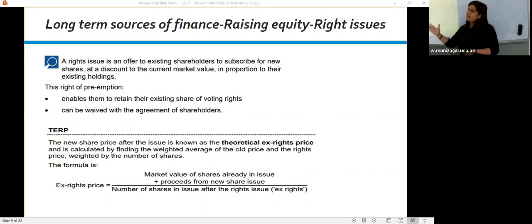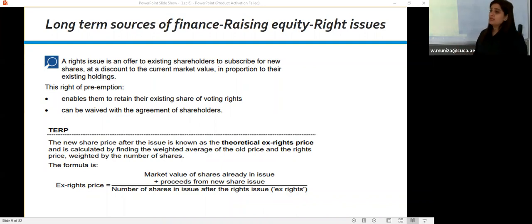So by issuing rights shares, the cost is going to be lesser as compared to the ordinary share capital which is being issued to the general public. But the cost is going to be higher as compared to the debt financing. Now, the right of pre-emption enables them to retain their existing share of voting right and can be waived with the agreement of the shareholders.